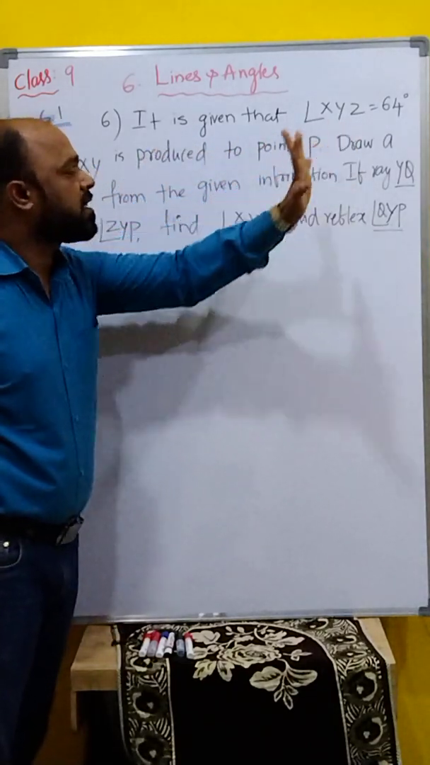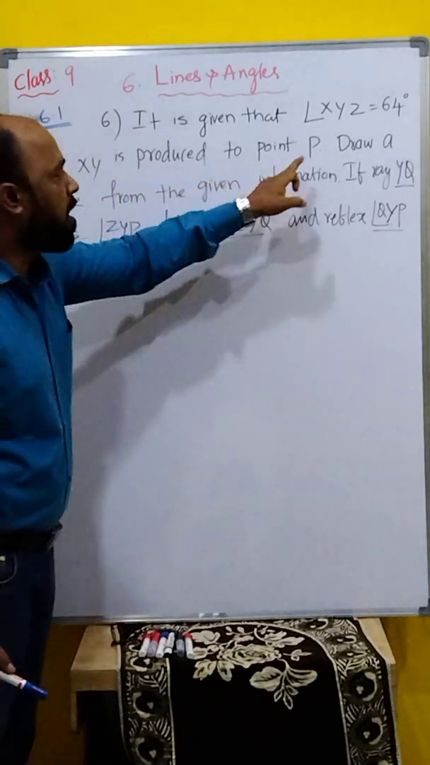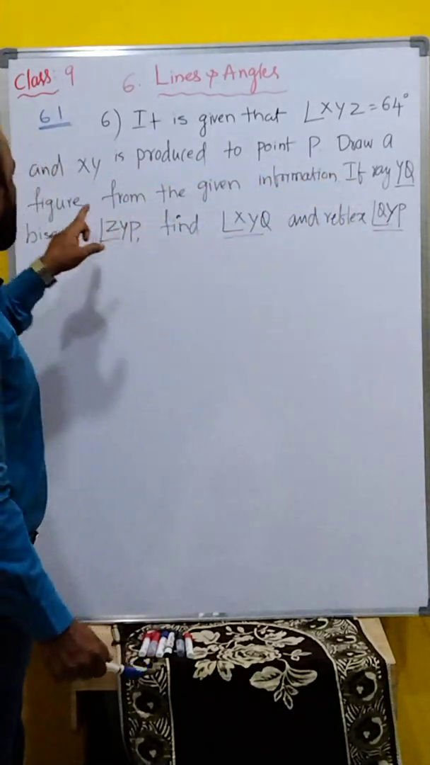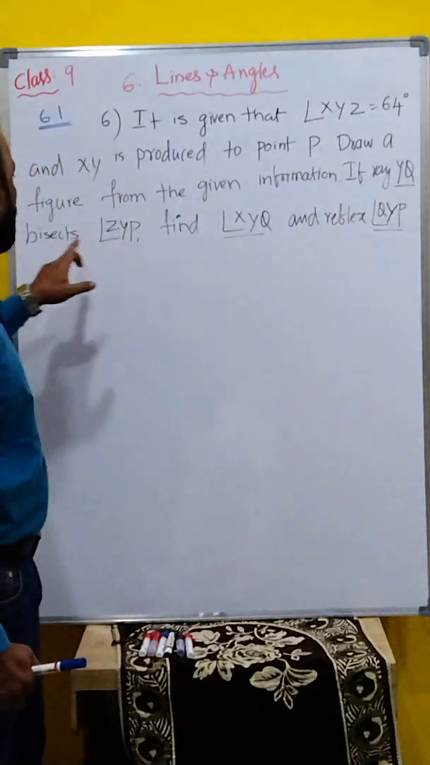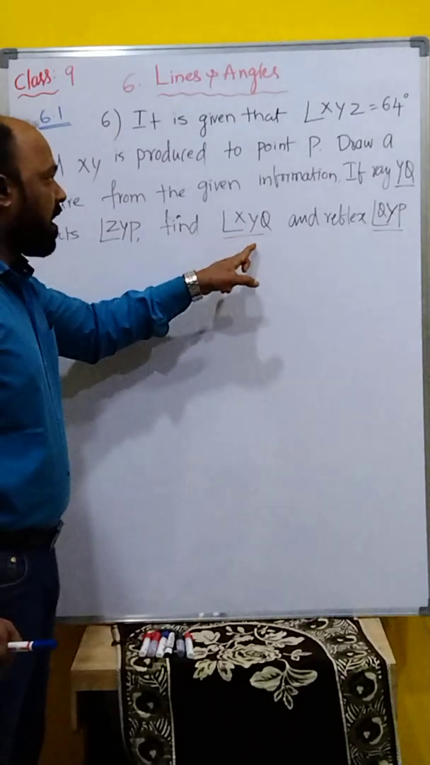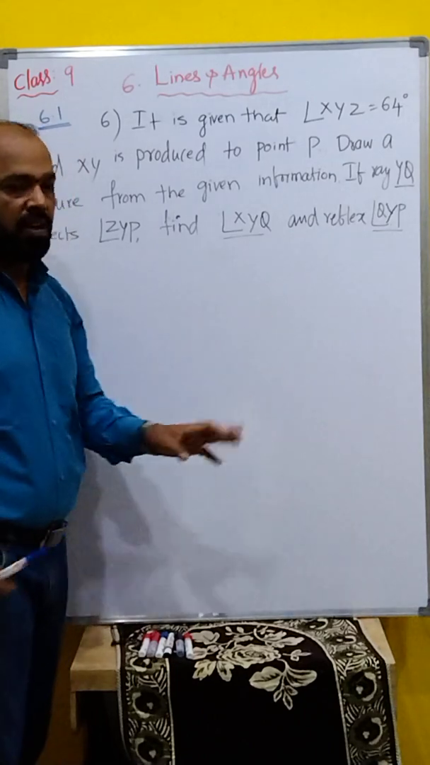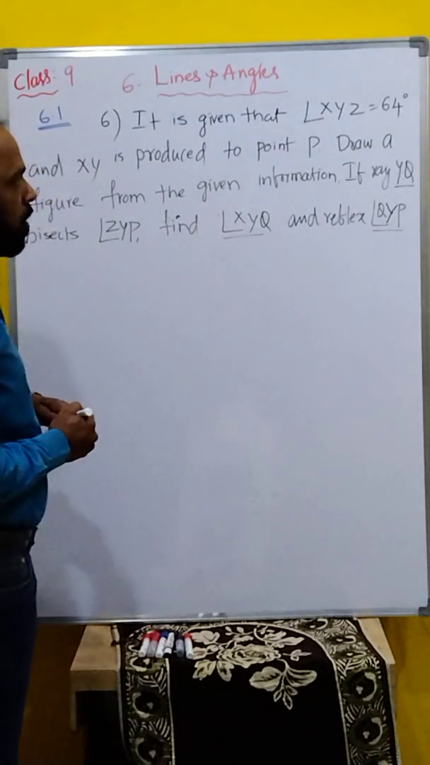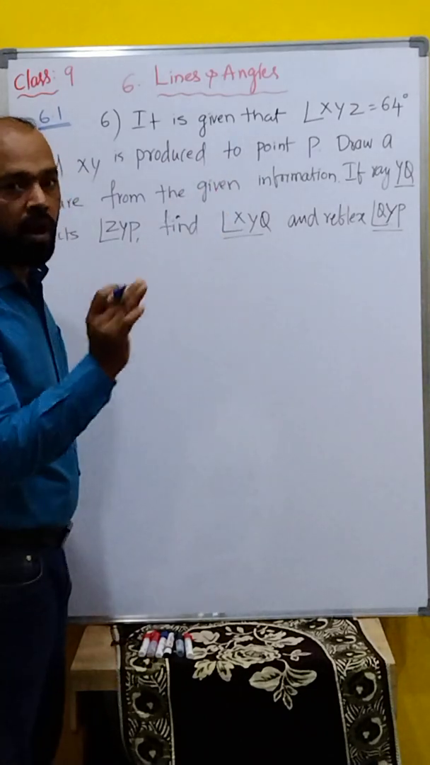It is given that angle XYZ is equal to 64 and XY is produced to point P. Draw a figure from the given information. If ray YQ bisects angle ZYP, find angle XYQ and reflex of angle QYP. Reflex angle QYP we have to find. First, from this information you draw the figure.